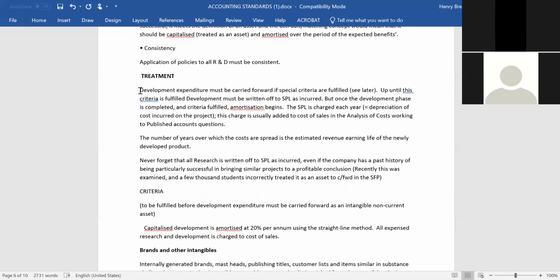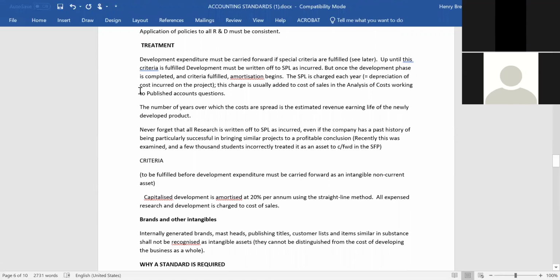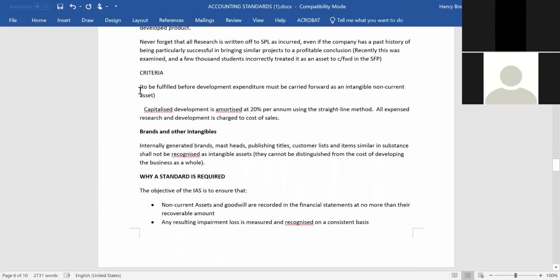But once the development phase is completed and criteria fulfilled, amortization begins. That means that if it meets the criteria and we capitalize it, then we cannot depreciate the intangible asset. Instead, we can now begin amortization of the intangible asset. It works just like how we deal with depreciation. So look at the number of periods that we have for the intangible asset, then we use that in our amortization, right?